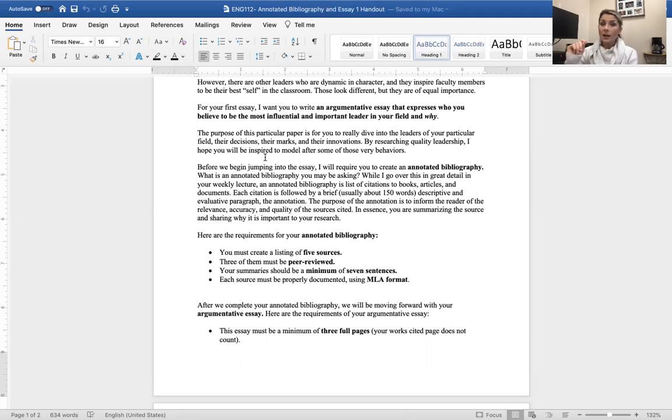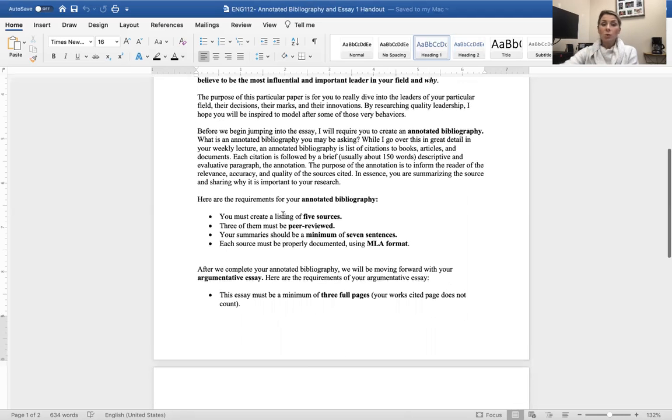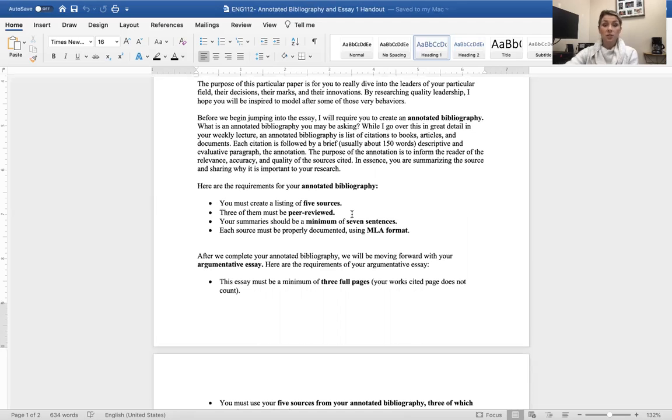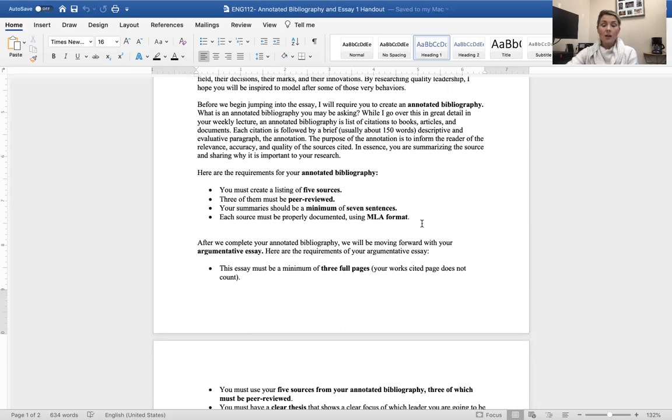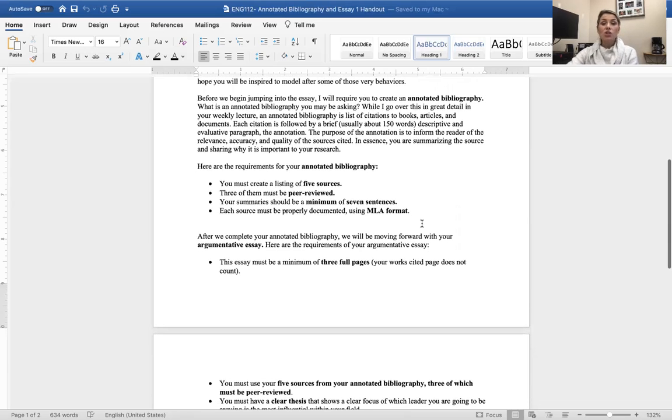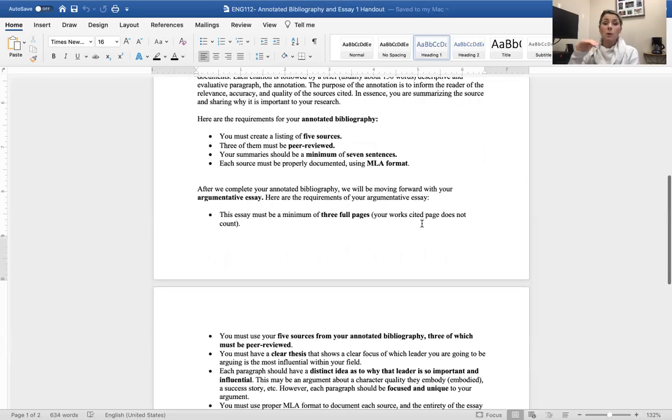Here are your requirements for the annotated bibliography. You are creating a listing of 5 sources. 3 of those must be peer-reviewed. Your summary should be a minimum of 7 sentences, and each source must be properly documented using MLA format. Again, we're going to go over the details of that in the coming weeks. After we complete your annotated bibliography, we will then move forward with the argumentative essay.